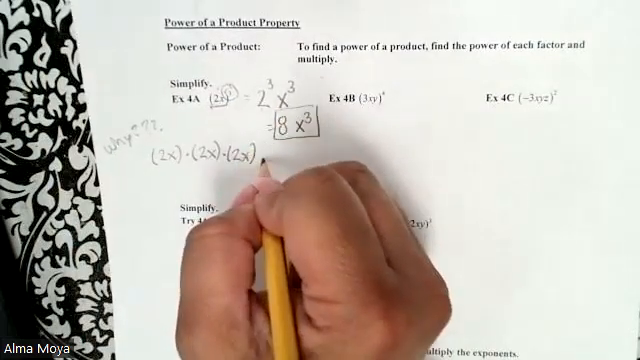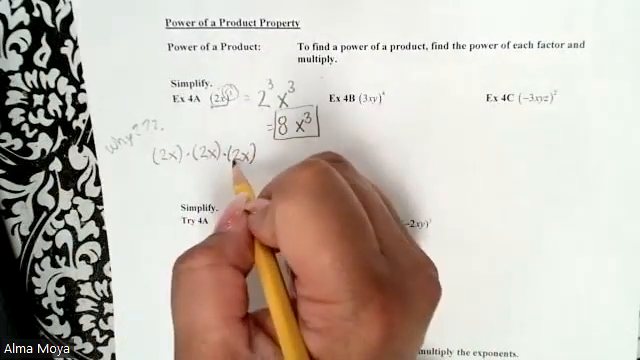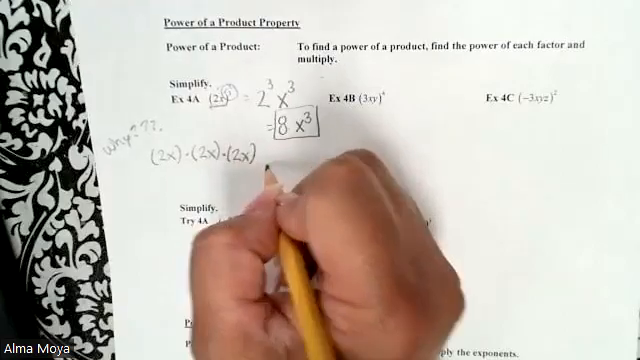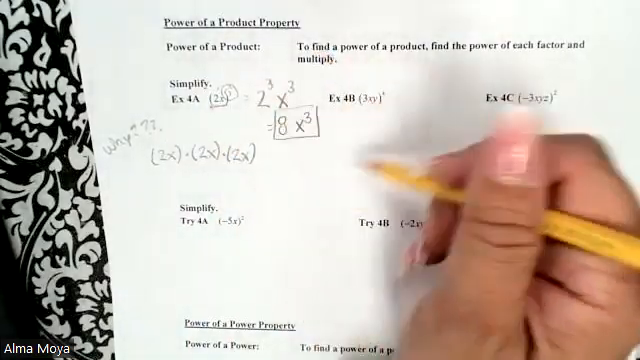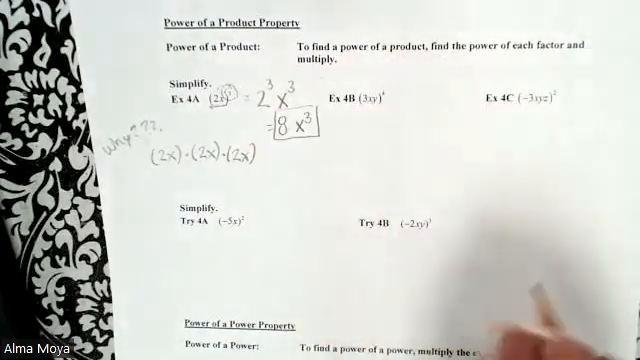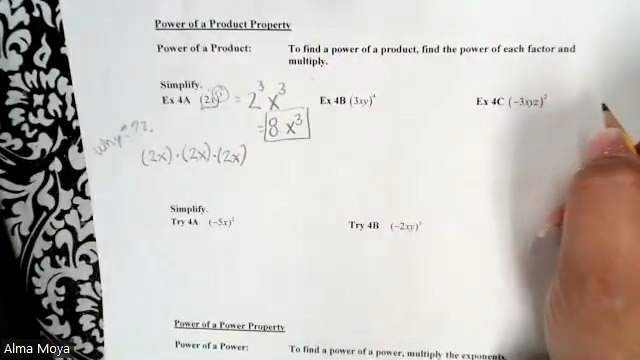You write it 3 times. And 2 times 2 is 4, times 2 is 8, and then x times x times x, that's 3 x's. The general rule here, well, let's continue on, and then I'll show you the general rule.